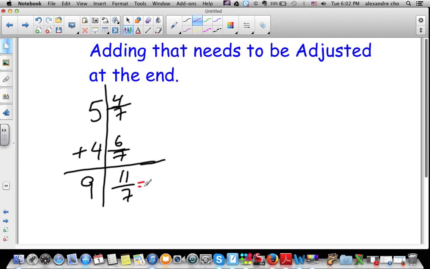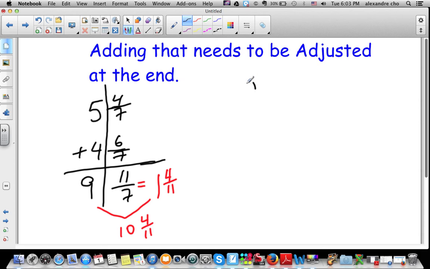So 11 over 7 over here should be rewritten as, well, 7 goes into 11 one time, 4 left over, 4 over 7. Now we have two whole numbers, a 9 and a 1, and those two can be put together to give you a 10, and the fraction 4 over 7 just will stay the same. So our final answer is 10 and 4/7. That's what I mean by adding that needs to be adjusted at the end.